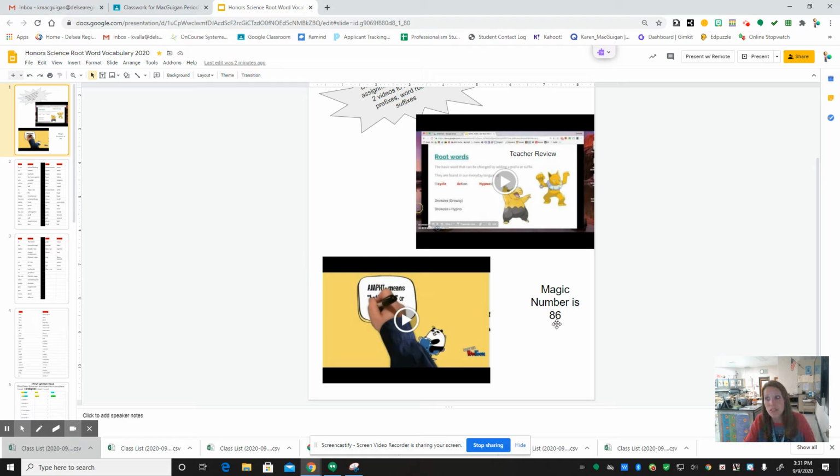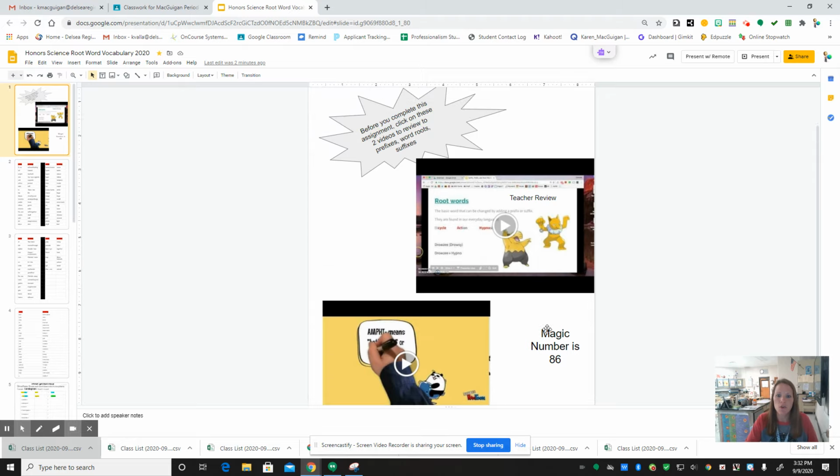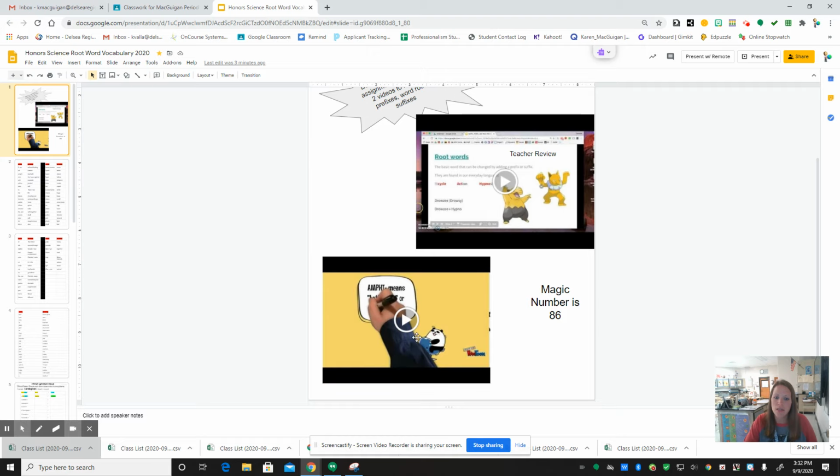But anyway, the directions for today, the magic number is 86. That's how many prefixes and suffixes you're going to learn throughout the course of the next week. If you look here on this first Google slide, it says honors science root word vocabulary. There's a little video clip that goes over a prefix and a suffix and what the difference is between the two. So I thought that was very helpful for you guys, as well as a little PowToon that describes it as well. Okay, so that can be your kind of introductory. If you were absent, you can read that or watch them.